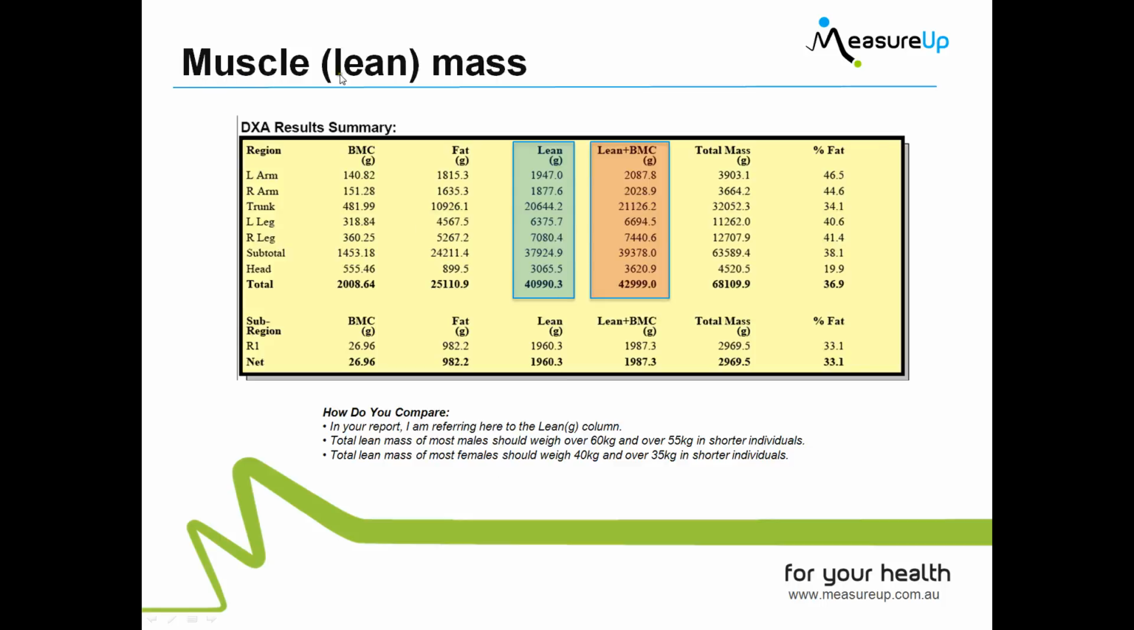Let's have a look at muscle or lean mass. Lean tissue or muscle tissue again provides us with a measure of your muscle mass in the left arm, right arm, trunk, left leg and right leg. And then we also have a look at your fat-free mass in your left arm, right arm, trunk, left leg and right leg. And we have totals down the bottom here. Have a look down here to compare yourself to others.